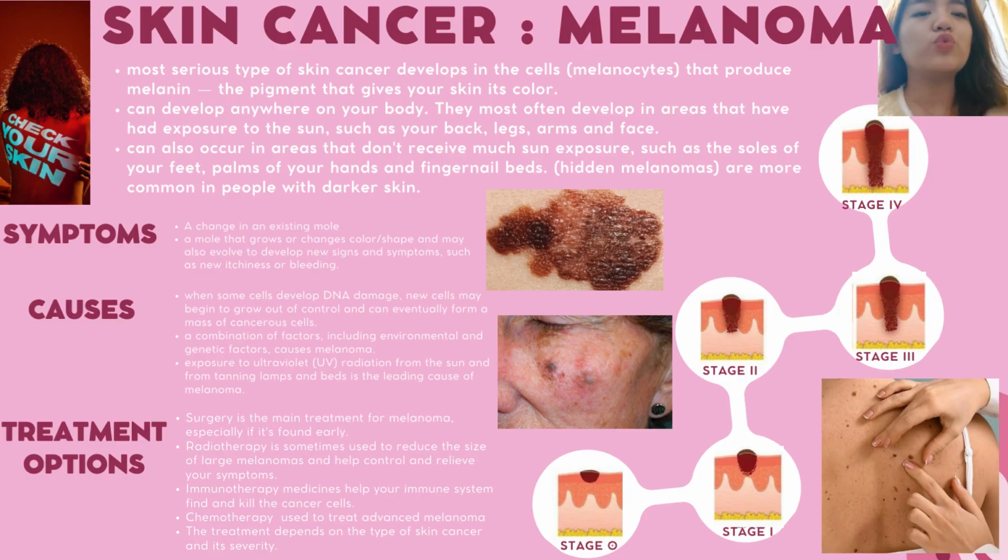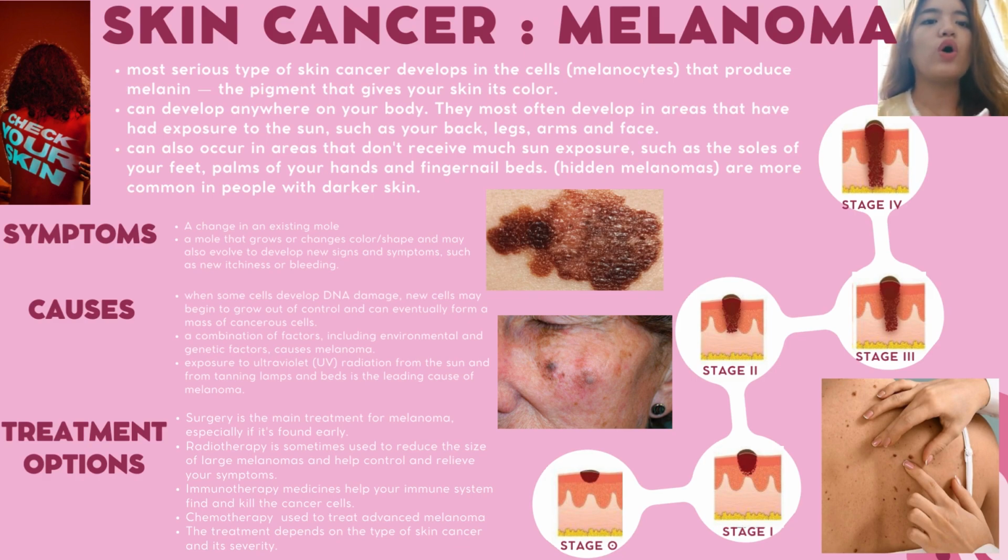Now, let's look at what diseases your skin can get. Here I provide one example, which is a skin cancer called melanoma. Melanoma is a more serious type of skin cancer that develops in cells called melanocytes. They produce melanin, which is the pigment that gives your skin its color. It can develop anywhere on your body, but most often it develops in areas that are exposed to the sun, such as your back, legs, arms, and face.